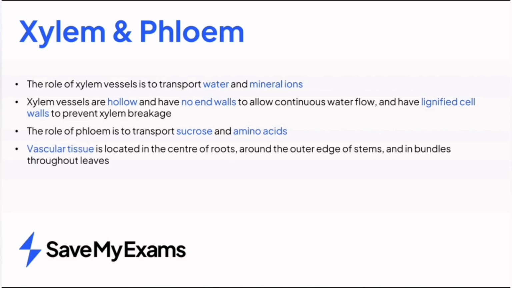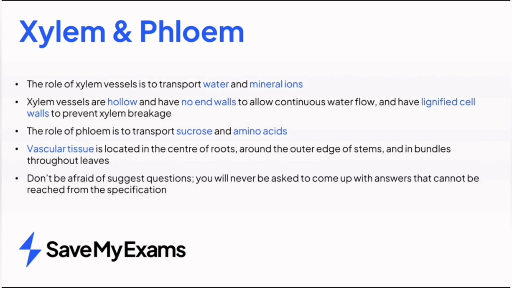Vascular tissue is located in the centre of roots, around the outside of stems, and in bundles throughout leaves. Don't be afraid of having a go at suggest questions. Such questions will never ask you to come up with ideas that cannot be reached from a good knowledge of the specification.